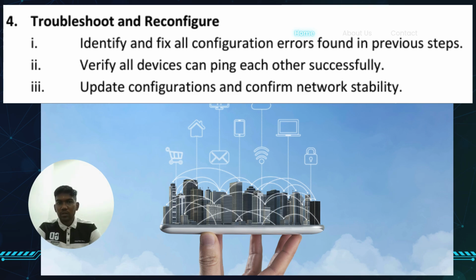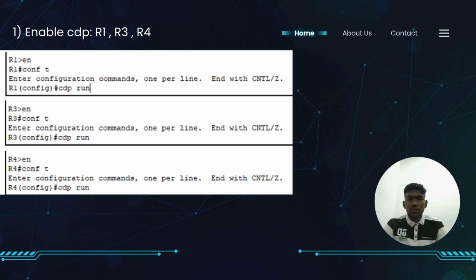Troubleshoot phase introduction. Based on our test results, we began a structured troubleshooting process. Our goal was to restore communication between all devices and ensure complete network connectivity. Step 1, enable CDP. The first correction was to enable CDP on routers R1, R3, and R4. Once enabled, we could detect neighboring devices properly, which made identifying link problems much easier.